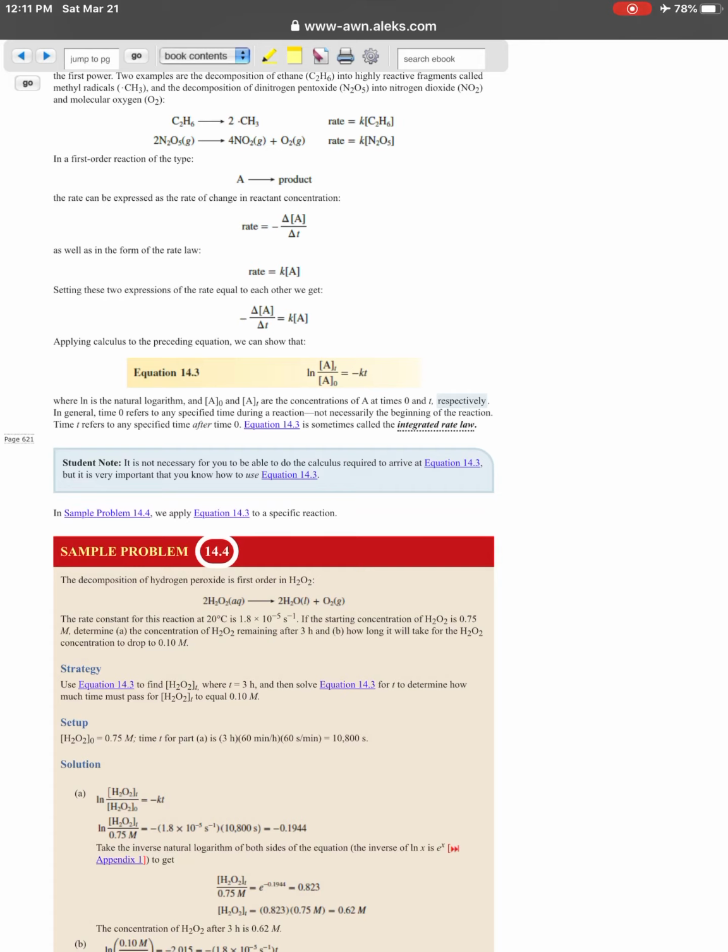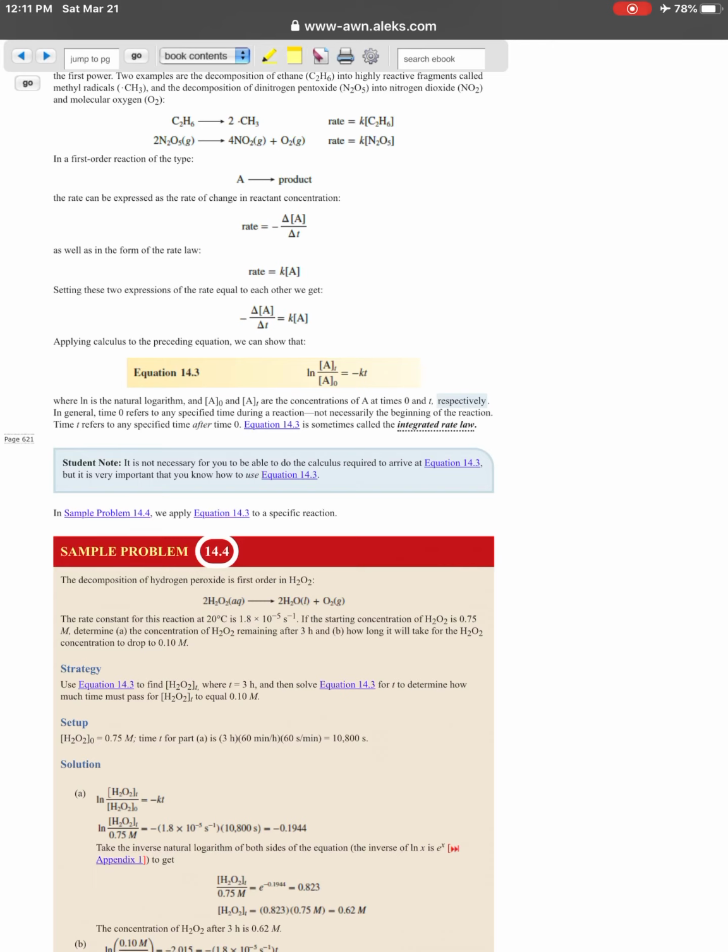So now there's some notation to go over. ln is the natural logarithm, and the concentration of A0 and the concentration of At are the concentrations of A at times equals 0 and time t, respectively. In general, time 0 refers to any specified time during a reaction, not necessarily the beginning of the reaction. Time t refers to any specified time after time 0.